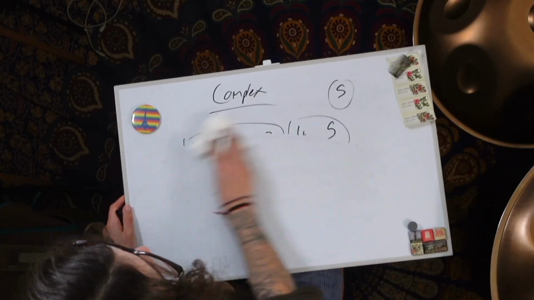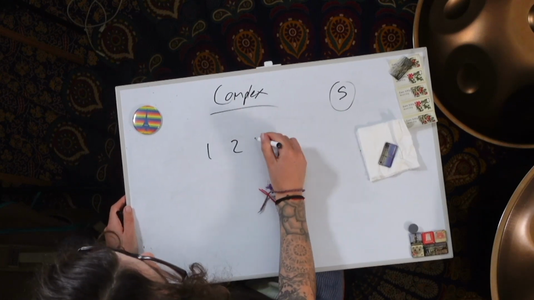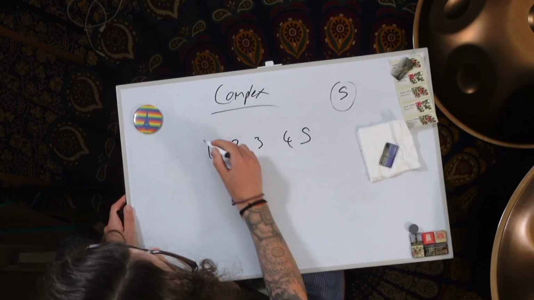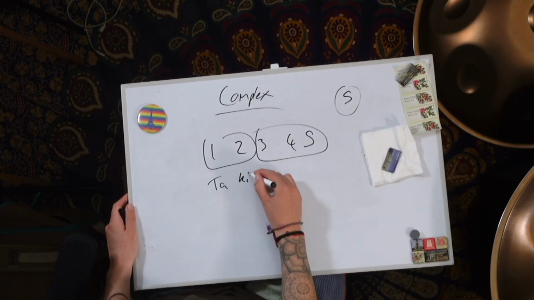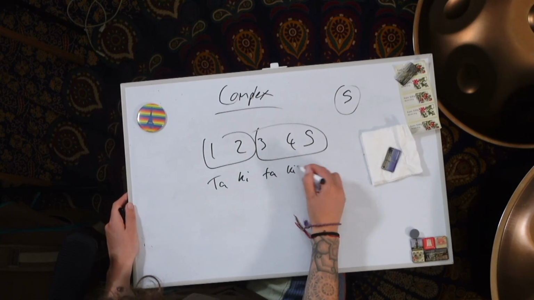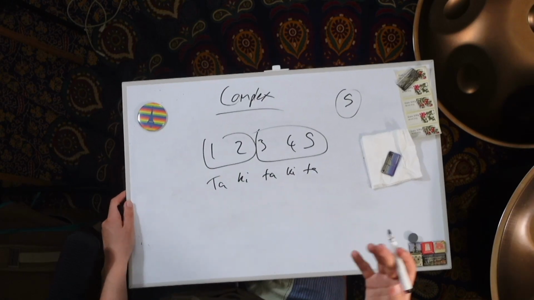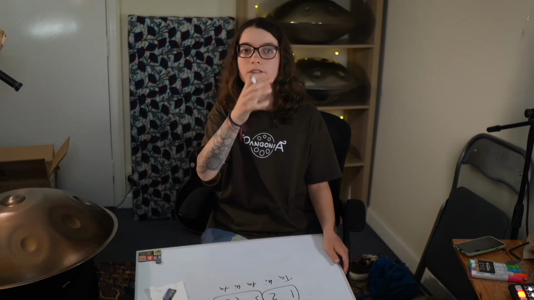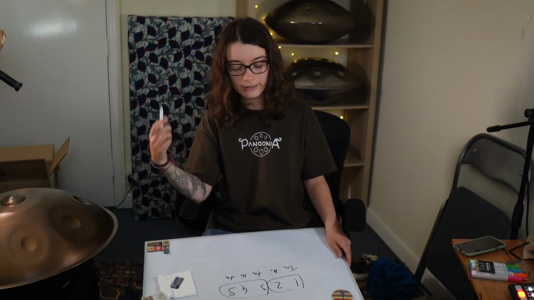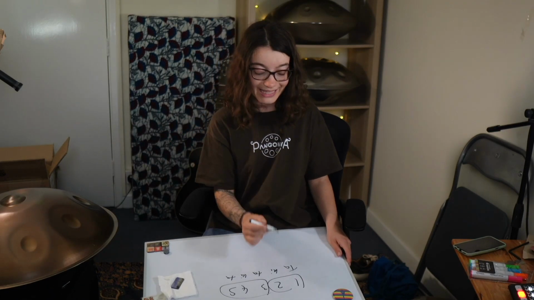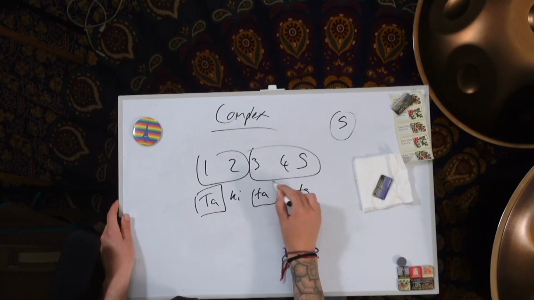Right? And if we group it differently, if we group it like this, 1 2, 1 2 3, it would be taki taki ta. Right? We're just using these syllables so that we can take our brains away from numbers so it doesn't get overconfusing, right? Taki taki ta, taki taki ta. And then the accents shift. The accents are here then instead.